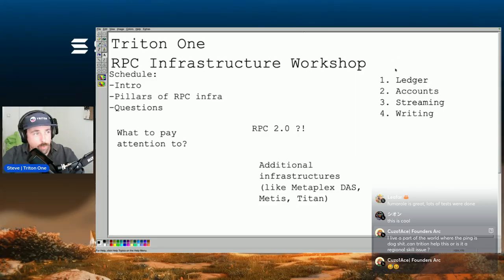So right now we know about the ledger, which is the entire history. We know about account state, who holds what. I've told you guys about streaming. And now also one of the more important things is writing the blockchain. These transactions, where do they come from and where do they go? And there's a few tricks we can do here as well.